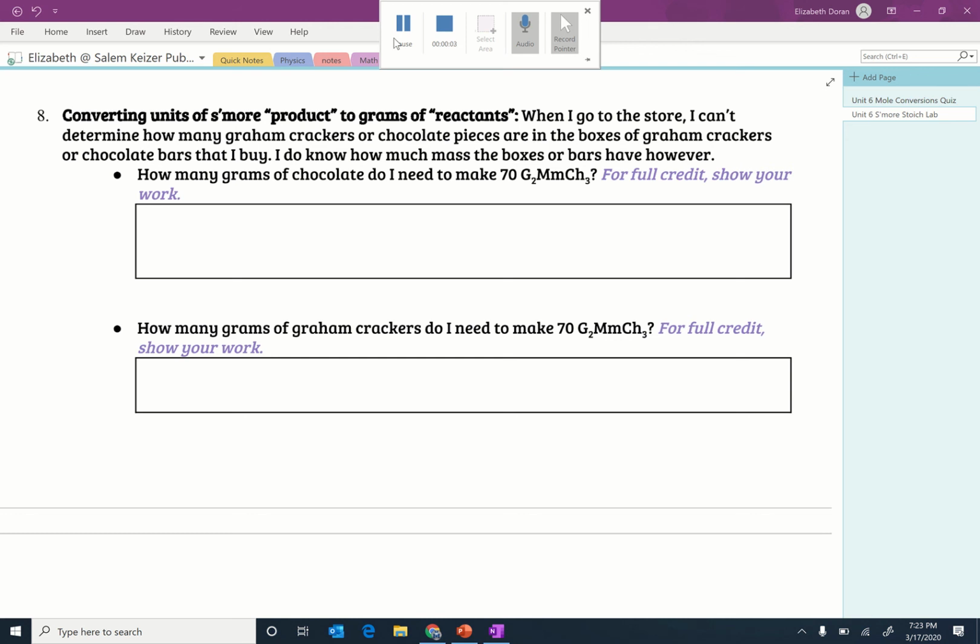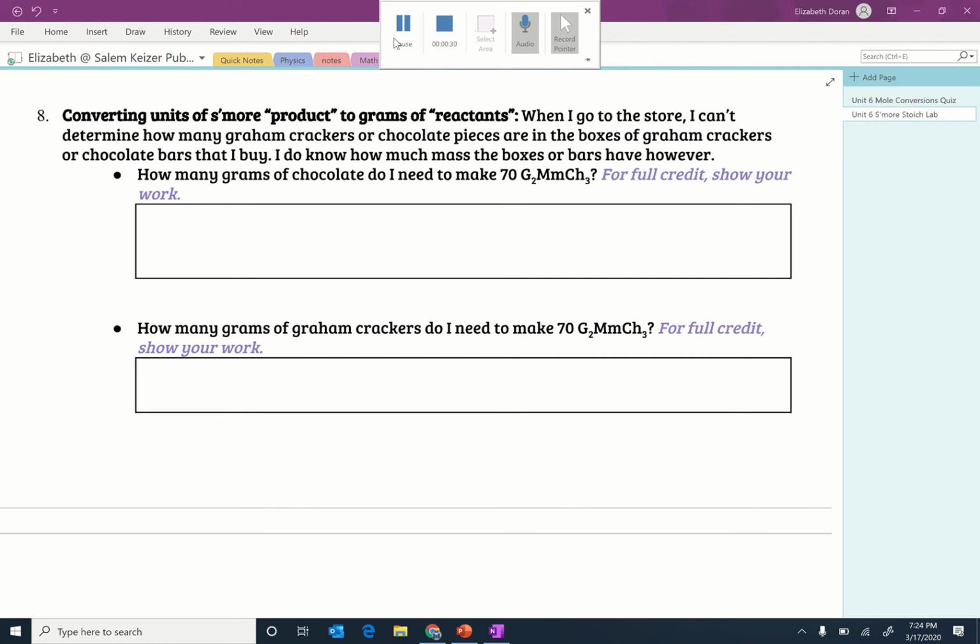Okay, moving on to question number 8. Here you're supposed to figure out how many grams of chocolate you need to make 70 s'mores. So here is where we're going to use math that maybe looks like how we're going to do stoichiometry problems. So you could just figure out, okay, I know I'm going to make 70 s'mores, and I need 3 chocolates per every 1 s'more.